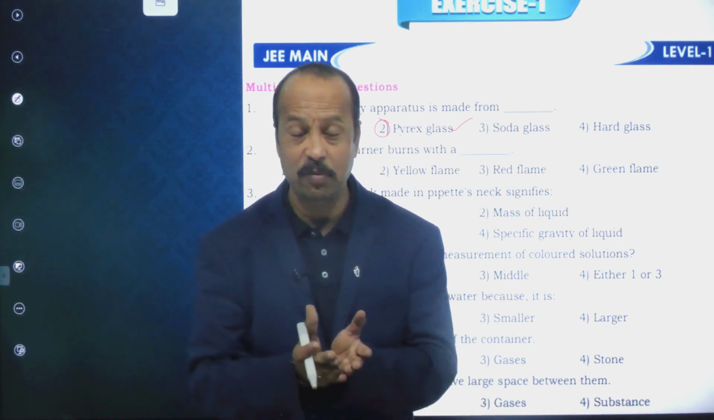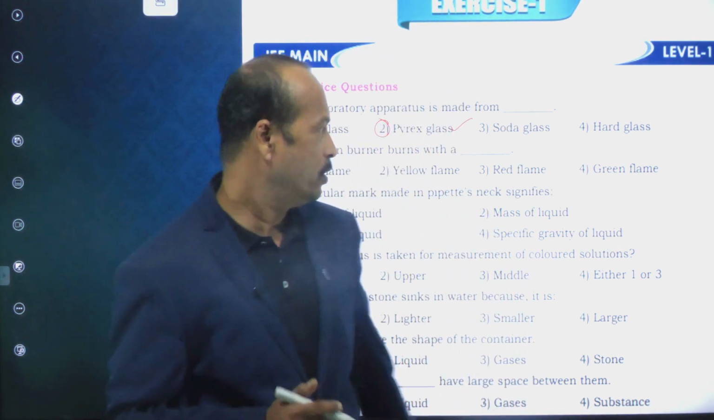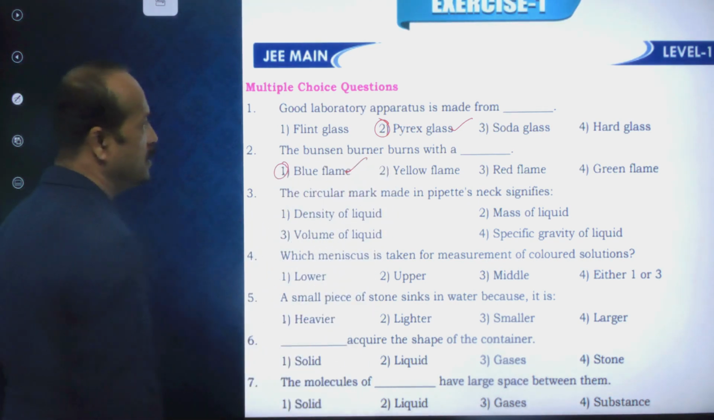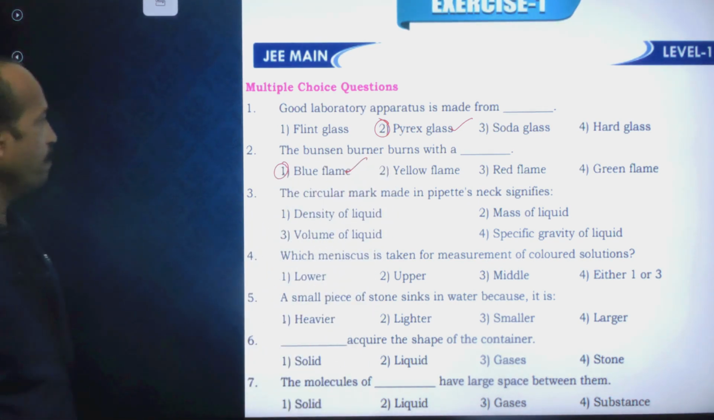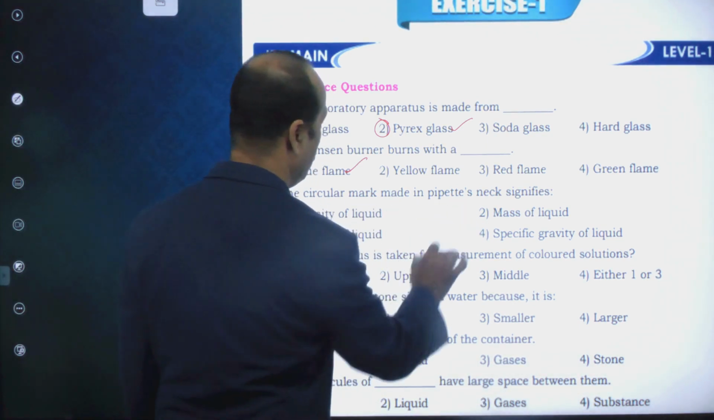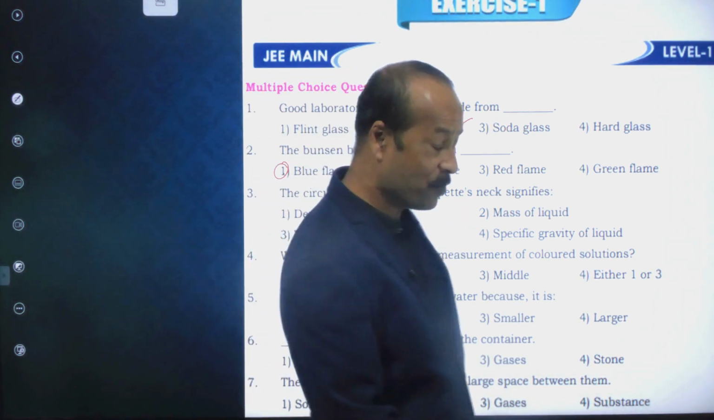So the flame will be in which color? Good, blue color. So that is blue color flame will be there. Right. Third one, a circular mark made in the pipette neck signifies, okay.